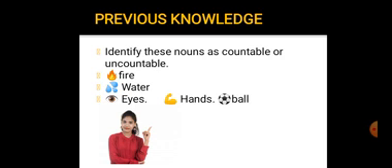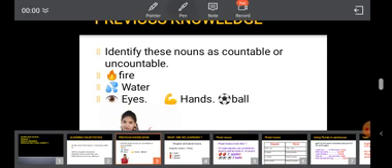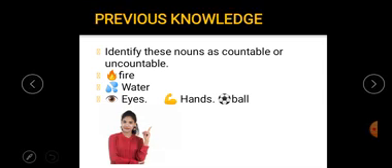You can see some pictures on your screen, right? The first picture we have there is a picture of fire, water. Oh, that's my bad. This is an eye. I'm sorry for that. Let me just cross the S out. That's an eye because it is one. We have hand because it is one. That's a typographic error, okay? And then we have ball.